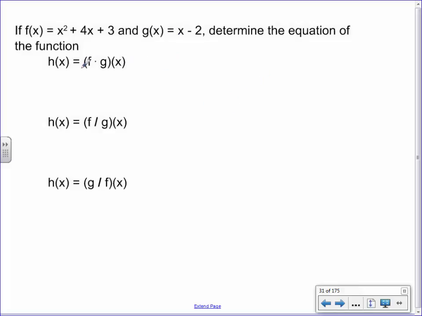So for the first one, this notation here is a fancy way of saying multiply them by each other. So FOIL. Here's how I would do that. Then I'd go like x times x squared to give you x to the 3. 4x times x gives you 4x squared. 3 times x gives you 3x.